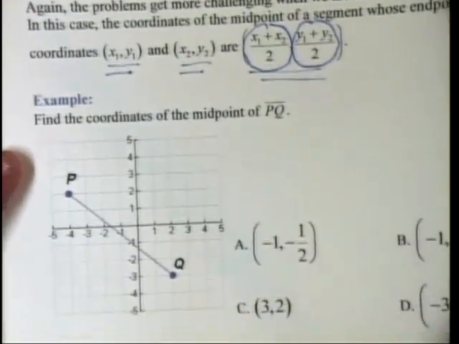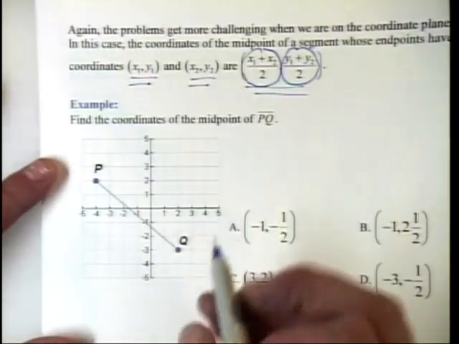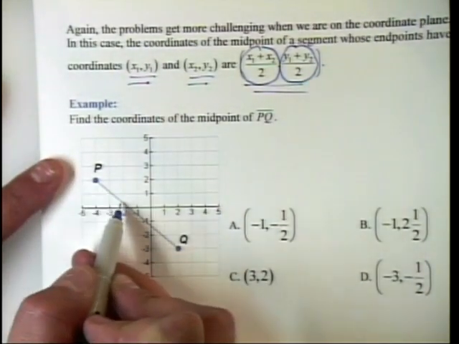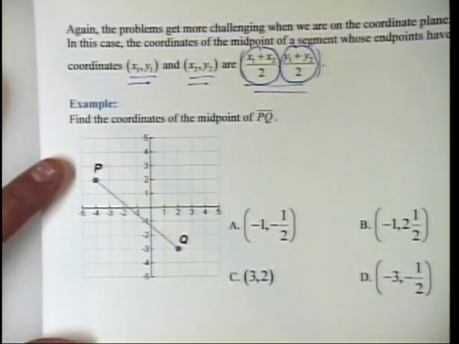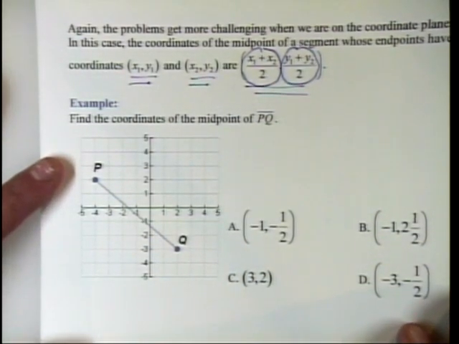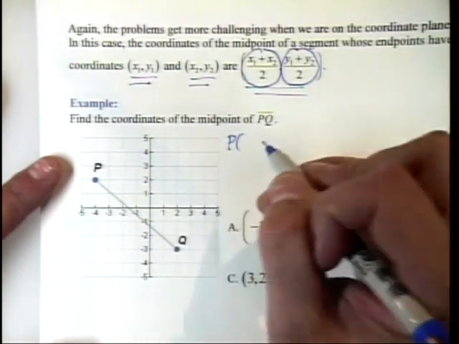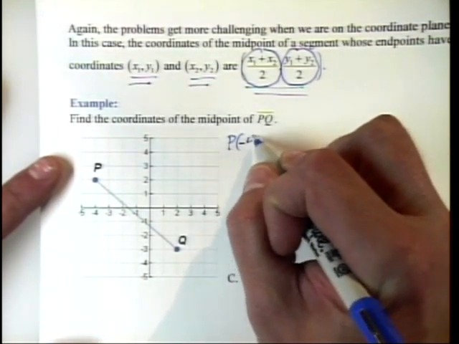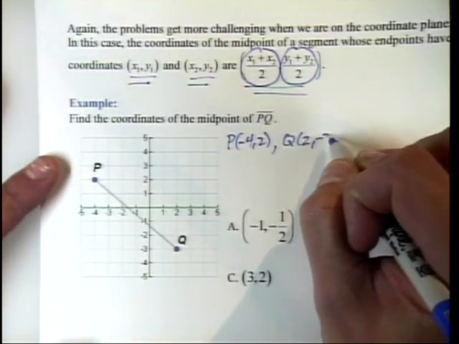So let's look down here. Let's find the coordinates of the midpoint of segment PQ. Now again, we can't really count this time because the line is at an angle. So we're not going to be able to count and get the actual number here. So we're going to have to do this one by calculating. Well, at first, it helps to write what point P is. Point P is -4, 2, and point Q is at 2, -3. We did that last time.